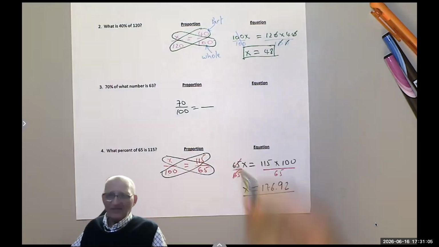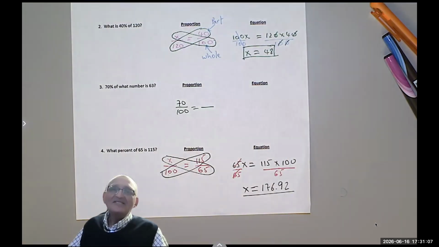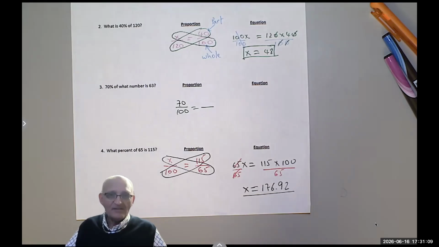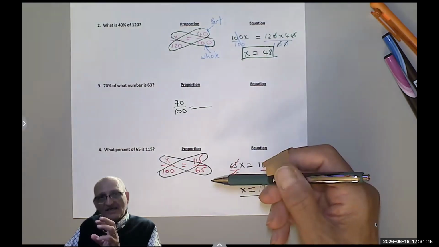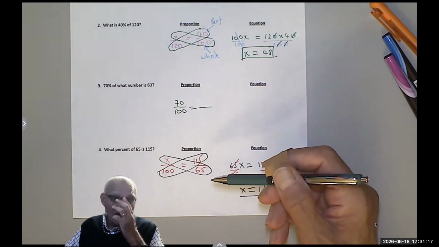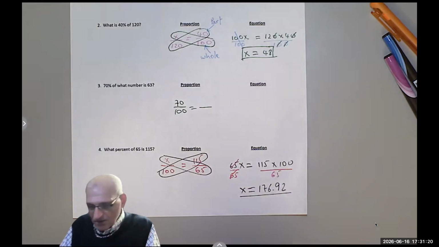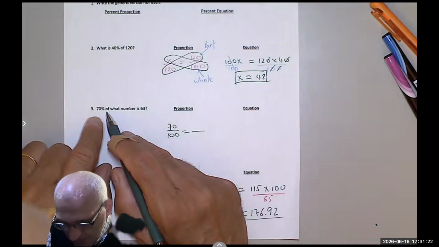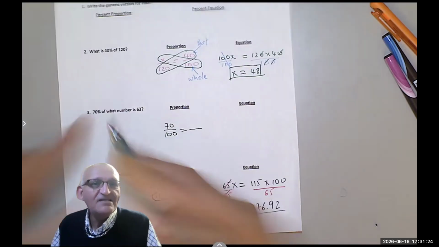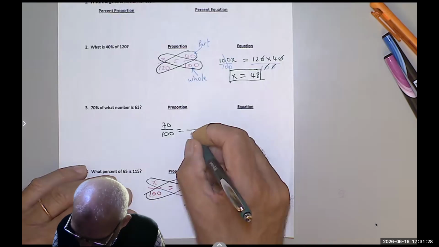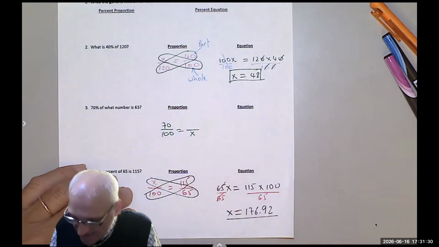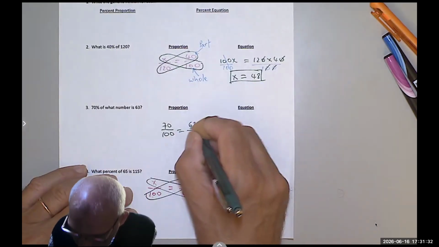You say, how can the part be greater than the total? No, it's just the way we describe it. So as I said, the most important thing is that what comes after of is the total. So here it tells you 70% of what number, meaning they don't know the total. Of what? So the total is X. And 63 is the part.